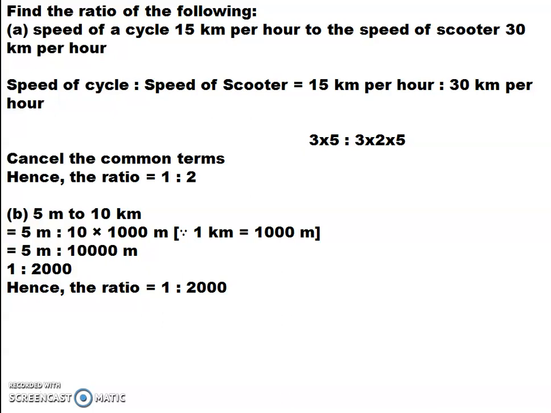So what you are going to do is you will convert bigger unit to smaller unit. How will you convert? Bigger unit to smaller unit is multiplication. 1 kilometer is equal to 1000 meter. So 10 kilometer is equal to 10 into 1000, 10,000 meter.